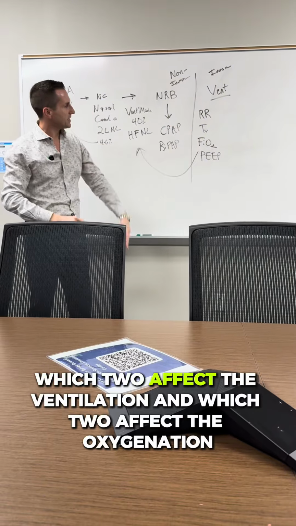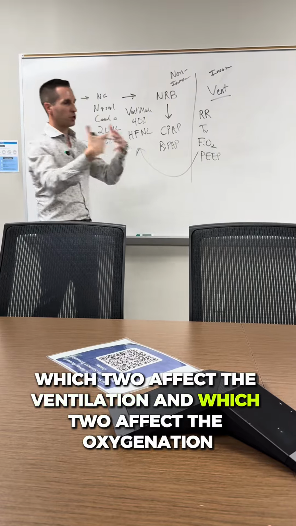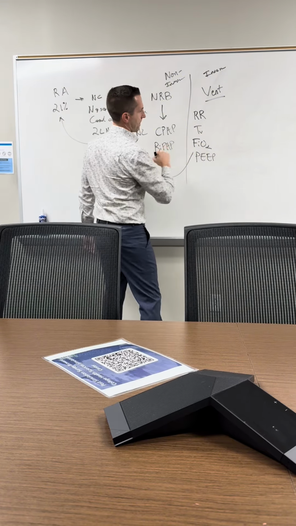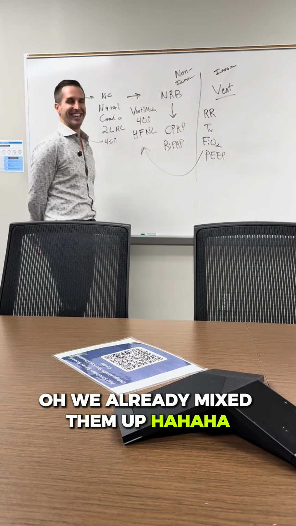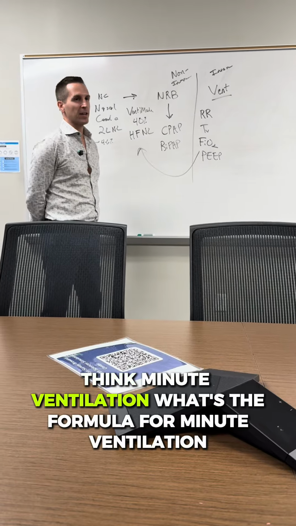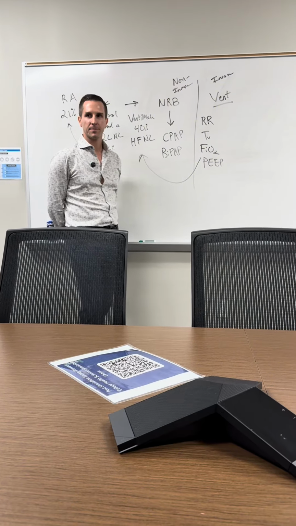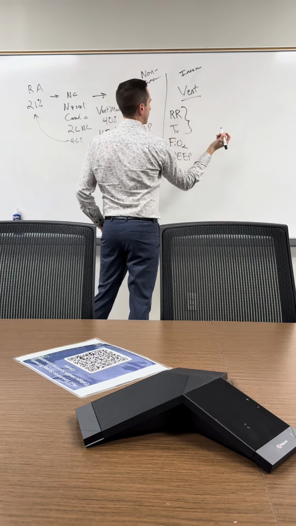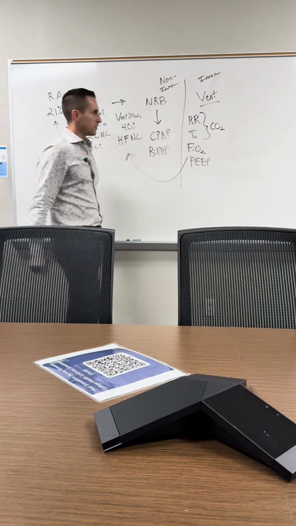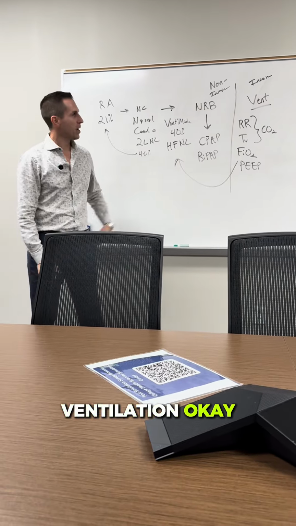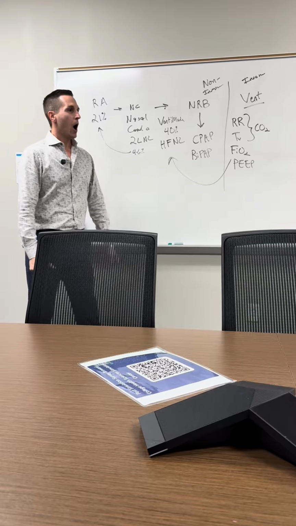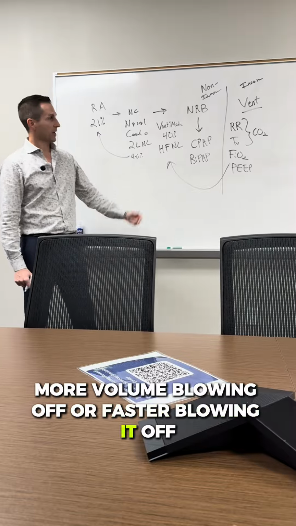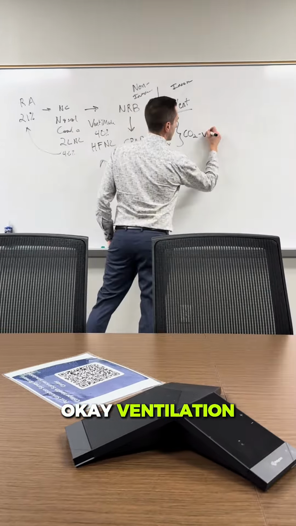Which two affect the ventilation and which two affect the oxygenation? FiO2, respiratory rate is... we already mixed them up. Never mind. Think minute ventilation. What's the formula for minute ventilation? Respiratory rate times tidal volume. So these two affect what? CO2. Ventilation, blowing off CO2. Think of it: more volume blowing off, or faster blowing it off.